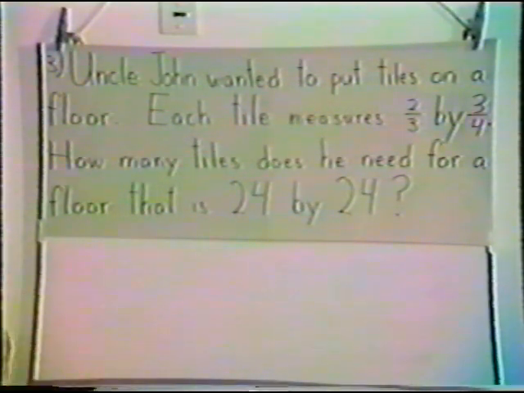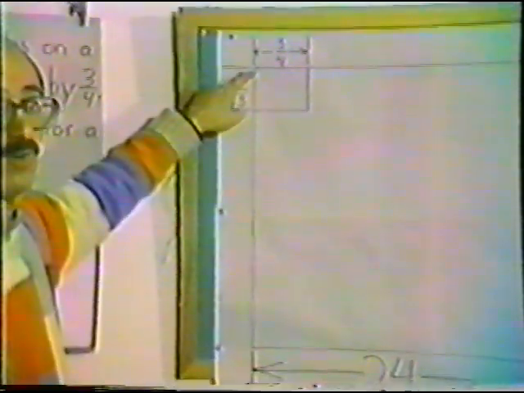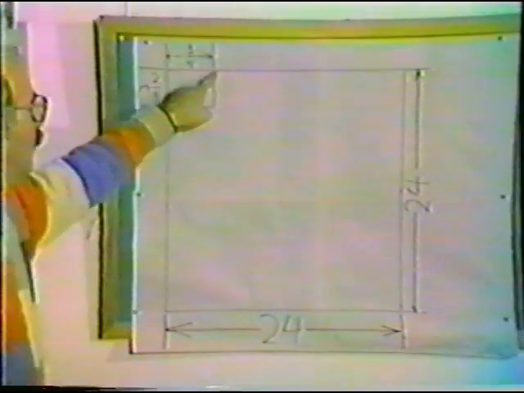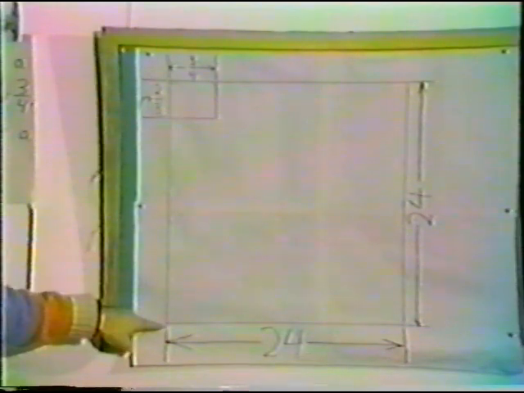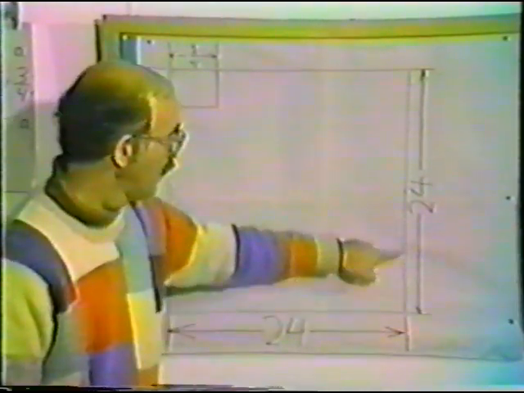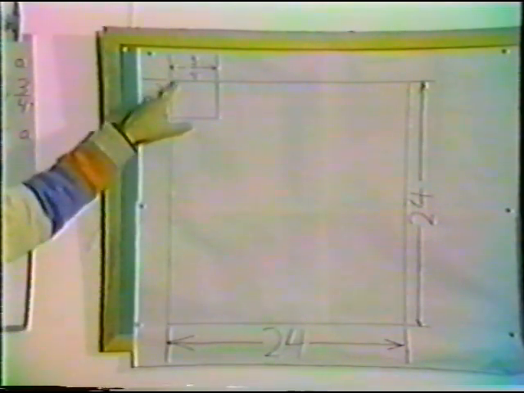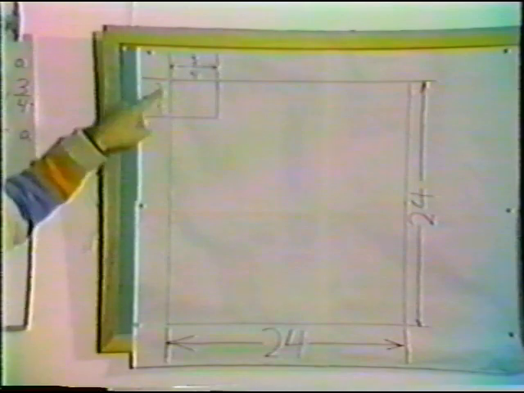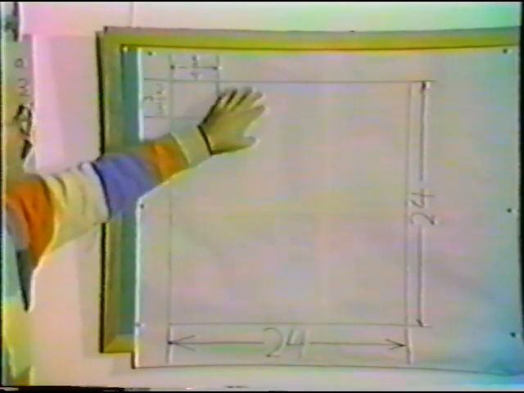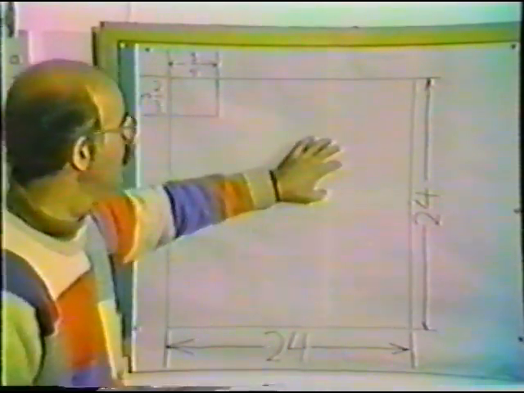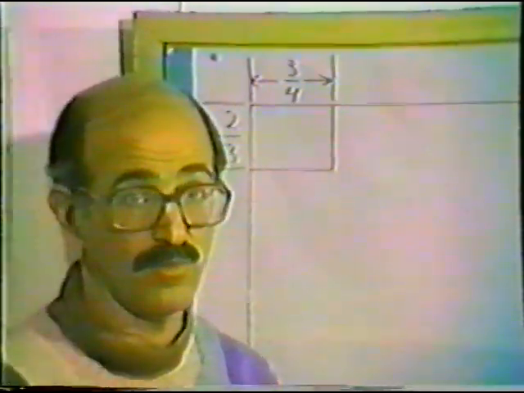Well, we have a diagram to help us. The whole floor is 24 by 24. It's a square. Each tile is 3/4 by 2/3. We need to find out how many tiles we need to cover the whole floor.